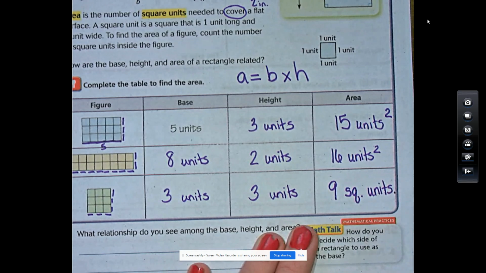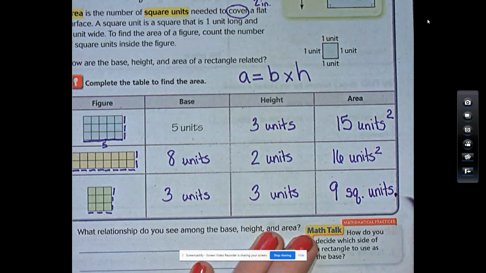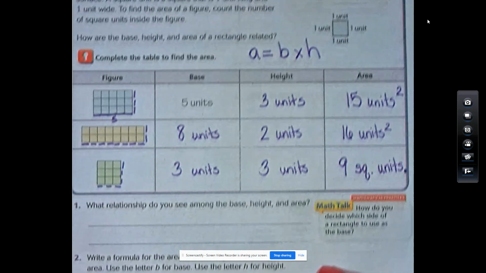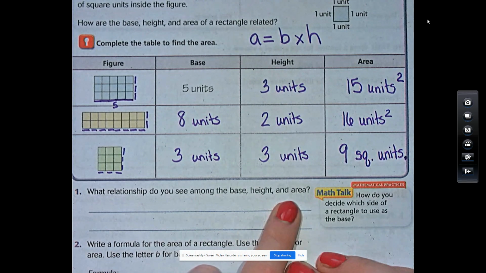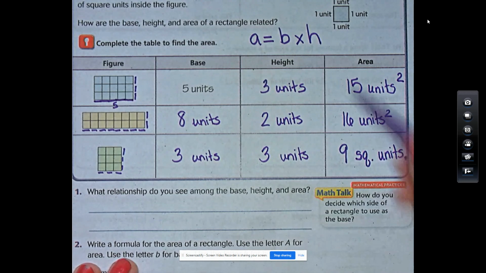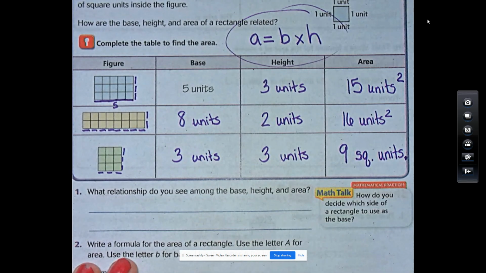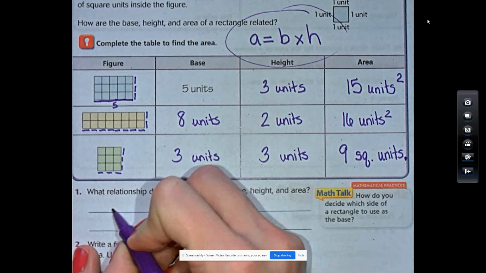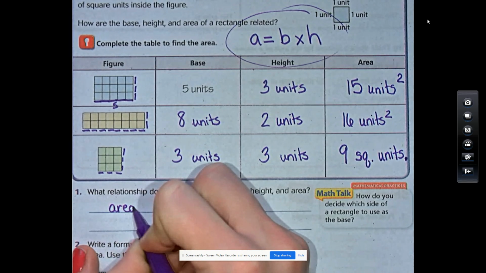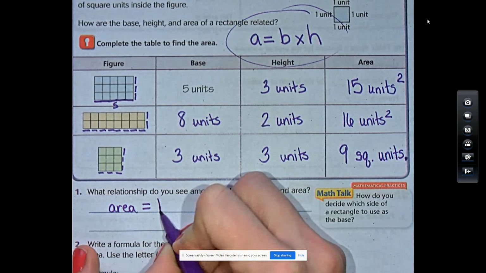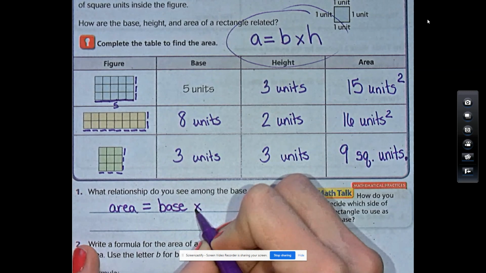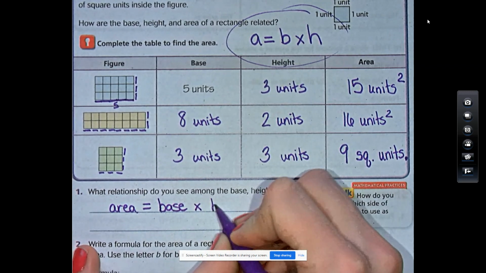Oops, I guess there's no period. It's not an abbreviation, is it? 9 square units. What relationship do you see among the base, height, and the area? Okay, they're wanting us to try to figure out this formula up here that I already told you. Okay, the area equals base times height. Spell it right.